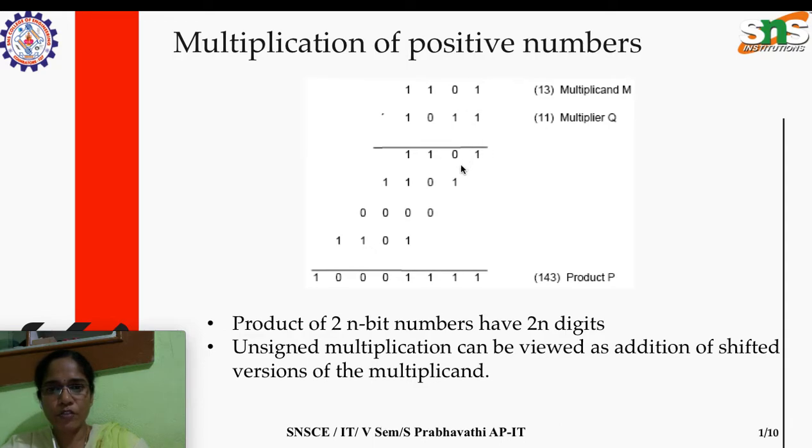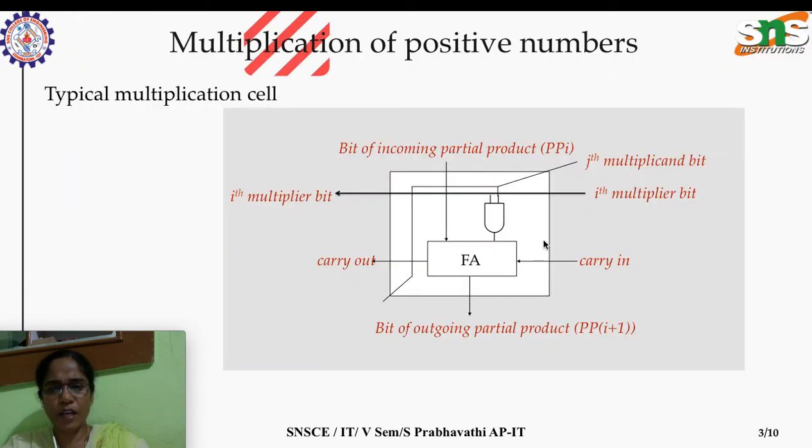Okay, 1 into 0 is 0, or 0 into 1 is also 0, is it not? So that's what the AND gate is used for in this full adder. The AND gate takes two inputs: one is the multiplier bit and the other is the multiplicand bit. That is one input for this full adder, apart from the carry in.